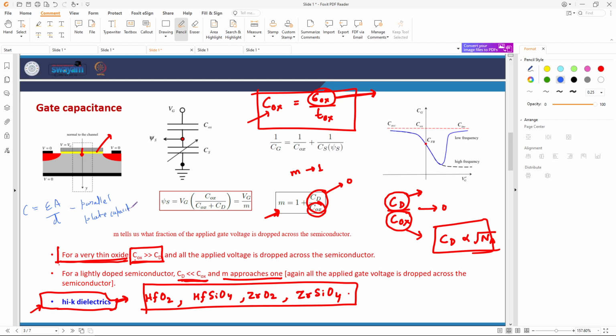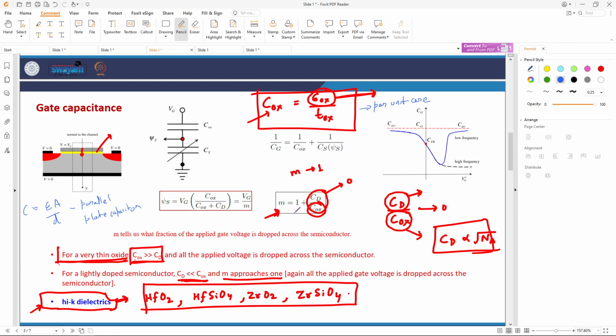So this is that formula, but here Cox is per unit area, because we do not know what the cross-section area of the gate is. Therefore, we always define capacitance per unit area. So this is the value of the oxide capacitance. The oxide capacitance is a constant, and this part is the depletion capacitance.